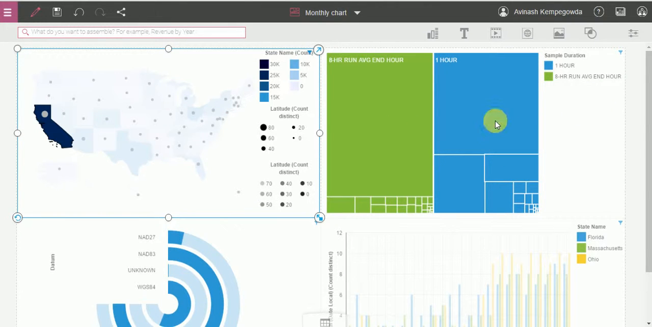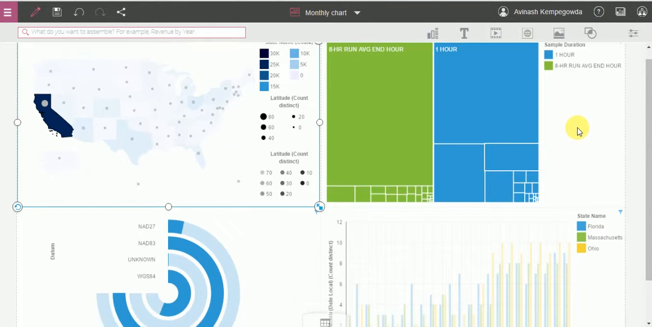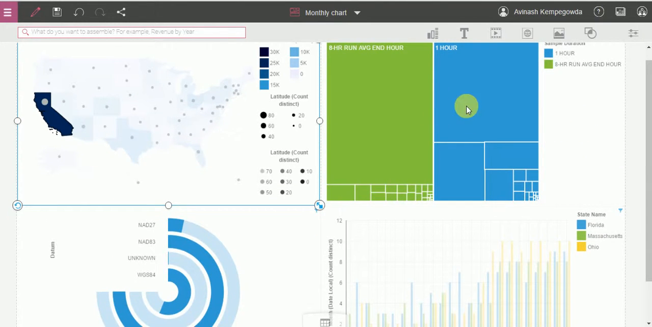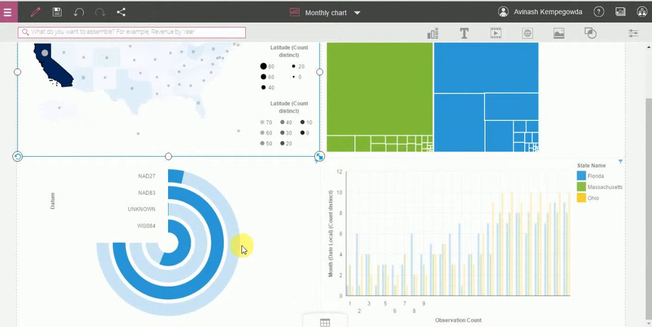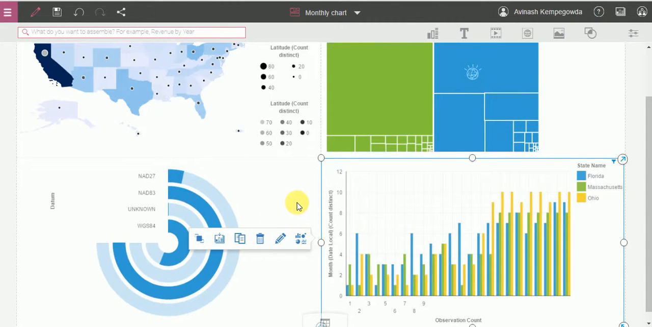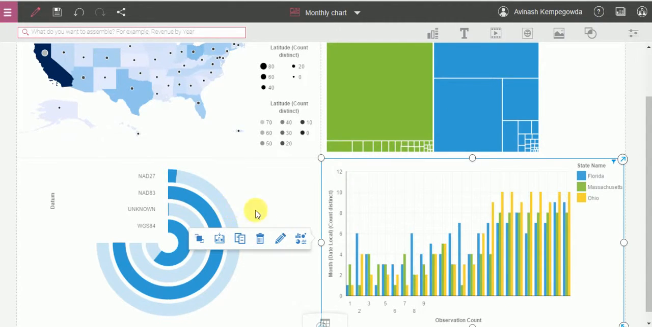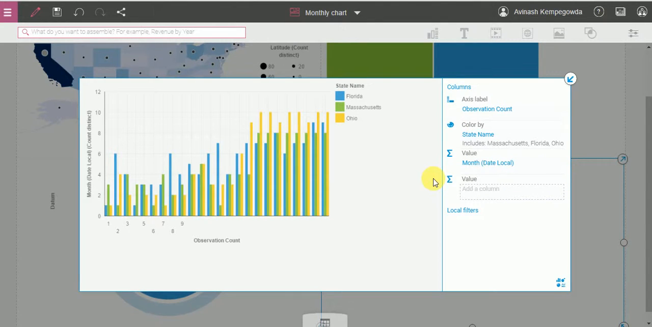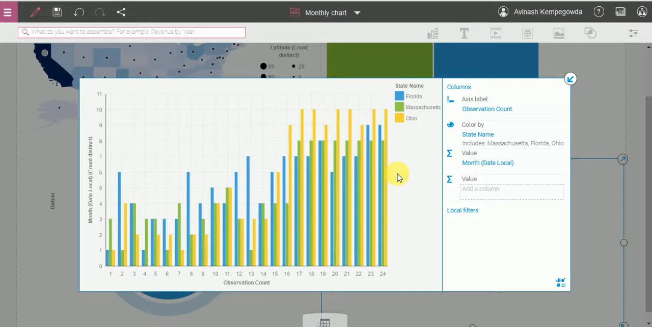And we have the heat map differentiated with the 1 hour and the 8-hour run average end hour for the different states, and the radial visualization with the datum values, wherein the datum has the World Geodetic System in 1984. And next here is the column visualization, which represents 3 different states, distinguishing the observation count with the highest count of carbon monoxide emitted on a monthly basis.